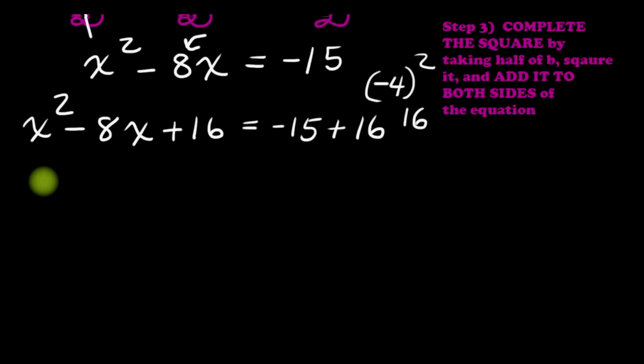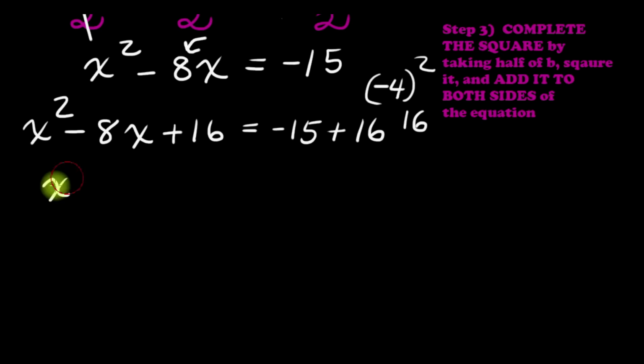So we're going to have x squared minus 8x plus 16 on the left-hand side, and then on the right-hand side is 1, because negative 15 plus 16 is 1. Okay, so that's step number 3.